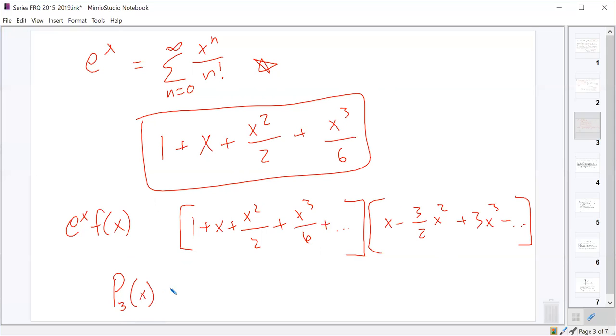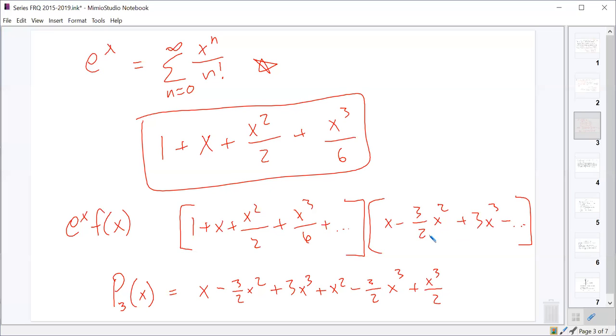So we will say that the third degree Taylor polynomial ought to be, let's see, 1 times x is just x. Then you got negative 3/2 x squared. And we're going to have a 3x cubed. And we're going to have an x squared. And we're going to have a negative 3/2 x cubed. I don't need the x to the 4th term. Don't need to worry about that at all. And let's see, x squared over 2 times the x is going to be x cubed over 2. And x squared over 2 times this is going to be a 4th degree term, so I can ignore that one.